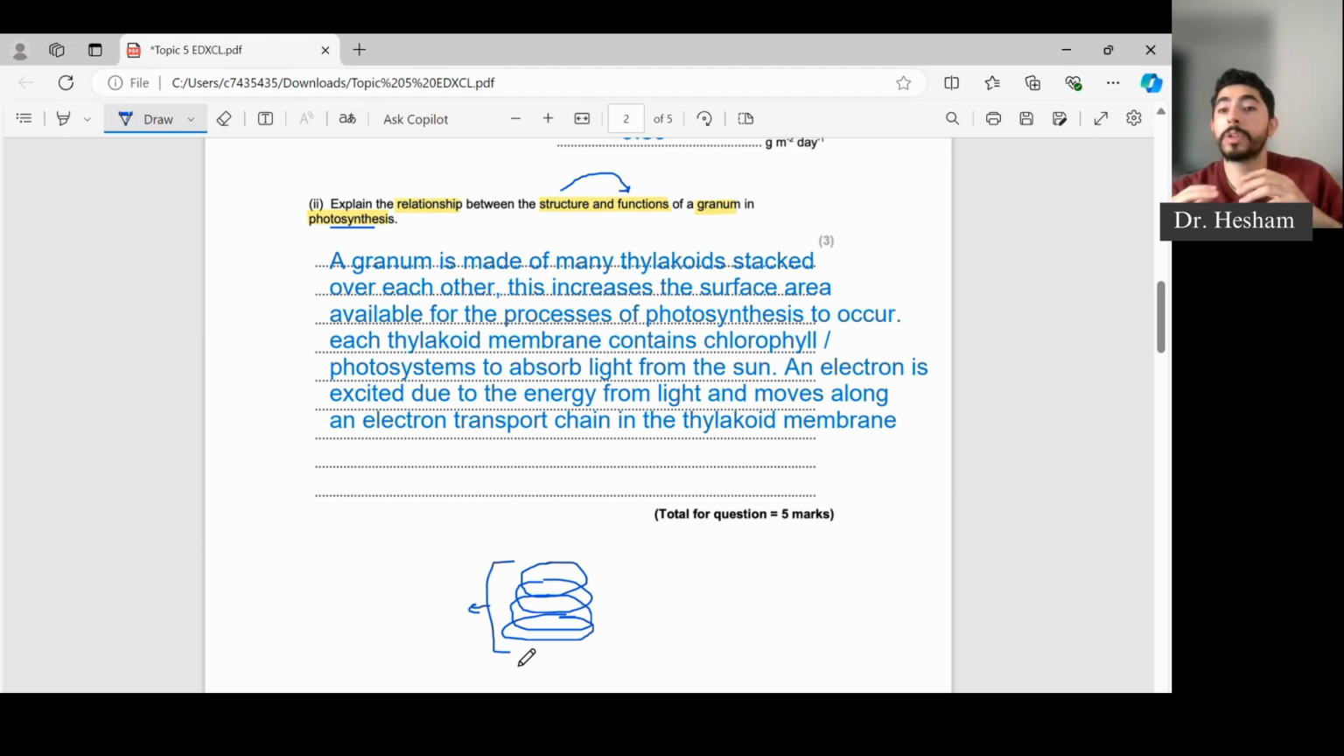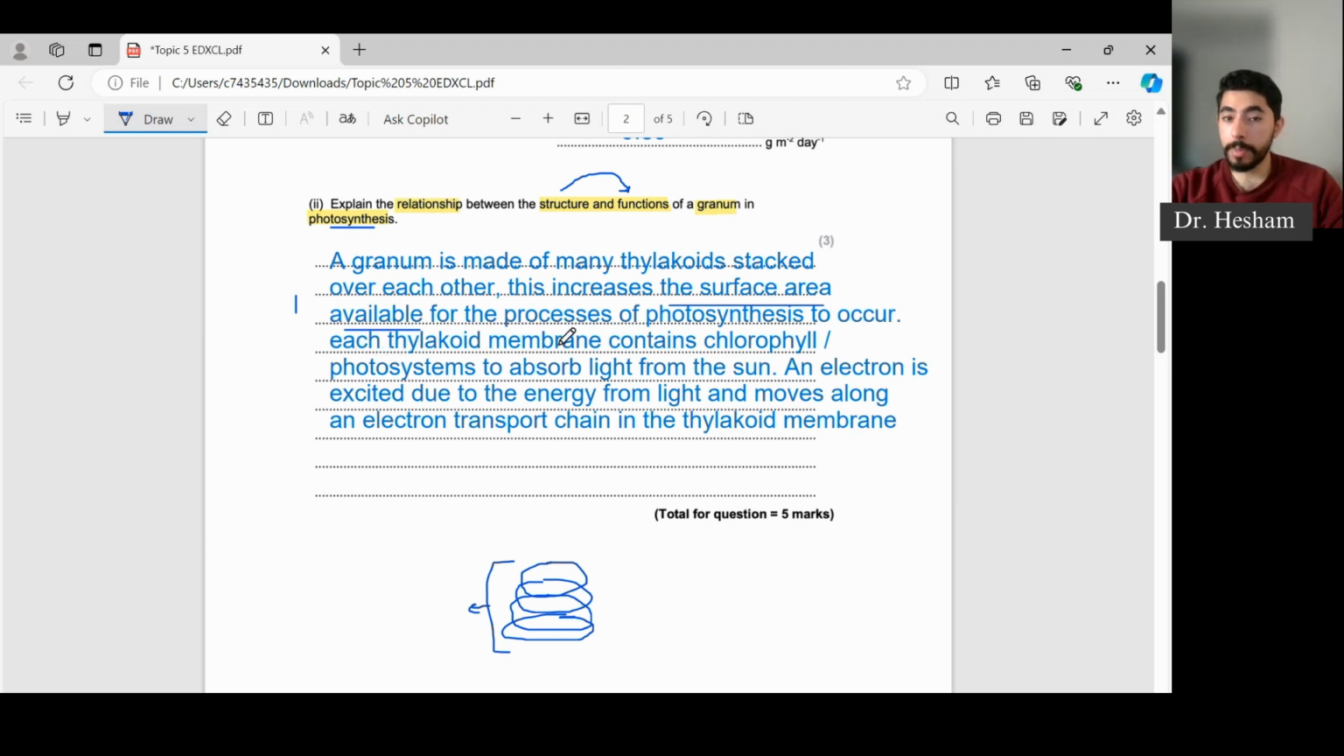This provides more surface area for photosynthesis to occur. If I keep every thylakoid on its own, they are going to be less efficient because the surface area of each thylakoid is low. But when you stack them upon each other, the surfaces become continuous, and this provides more surface area for photosynthesis to occur. So the way you would answer this: increases the surface area available for the processes of photosynthesis to occur. So when you write the function, surface area available, you will get a mark because you linked the structure with the function.